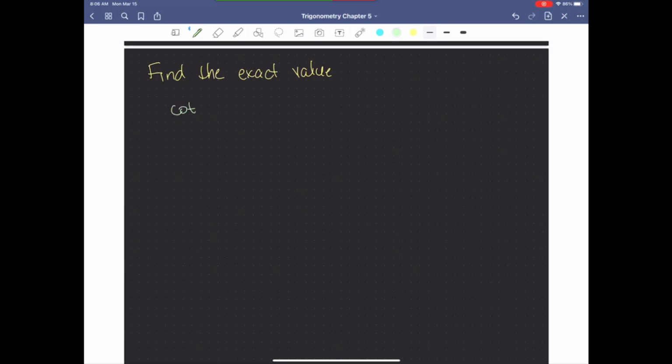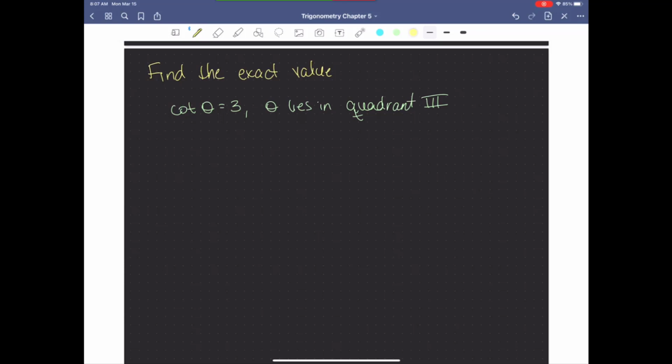If they said that the cotangent of theta equaled 3, and we'll say that theta lies in quadrant, I don't know, let's go for 3. And they're going to want you to find those exact values of sine, cosine, and tangent, right? Those double angles. So we're going to have to find our sine, our cosine, and our tangent. But they gave us cotangent, right?